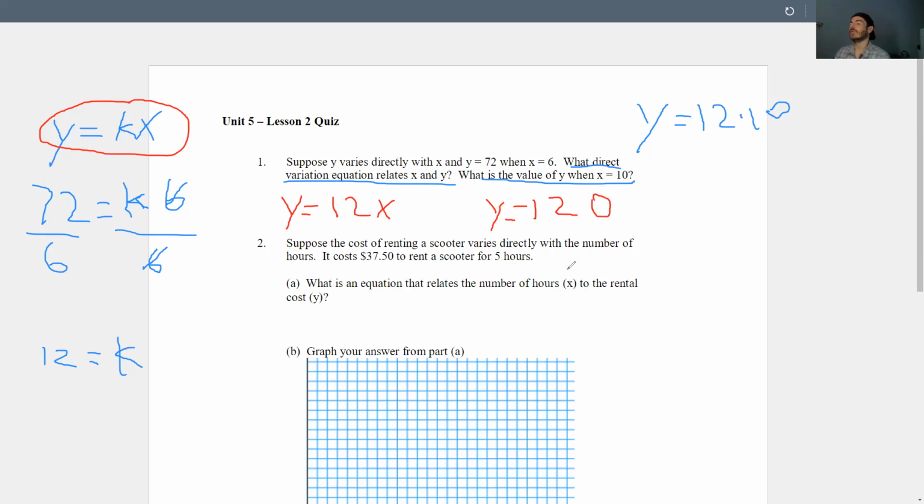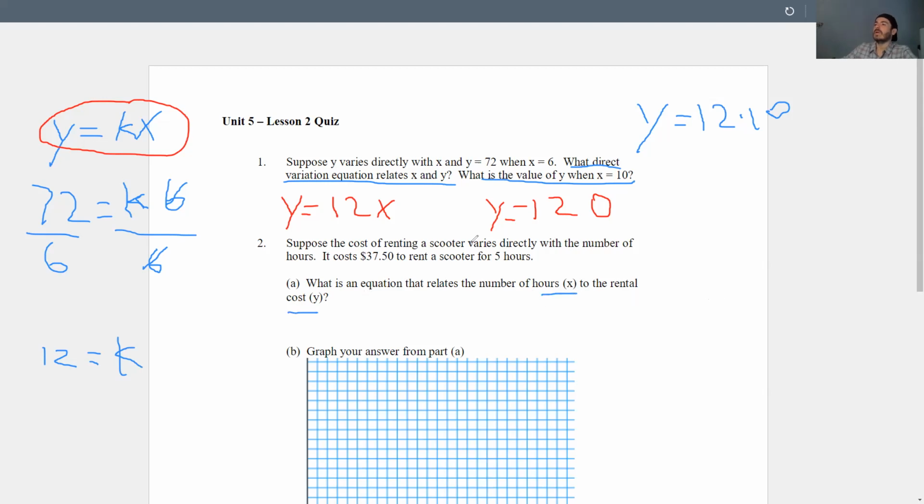Okay, question number 2. Suppose the cost of renting a scooter varies directly with the number of hours. It costs $37.50 to rent a scooter for 5 hours. What is an equation that relates the number of hours X to the rental cost of Y?